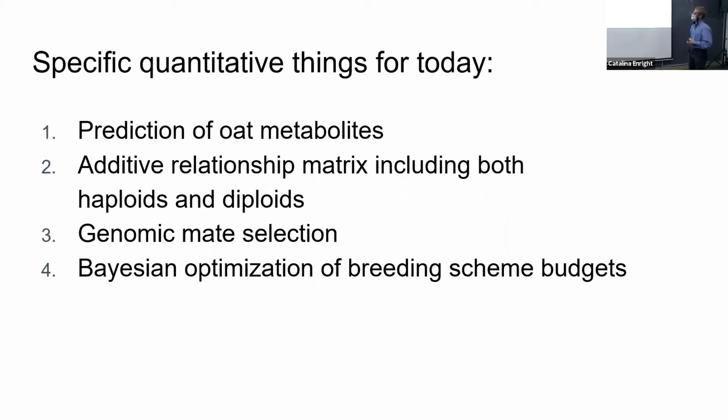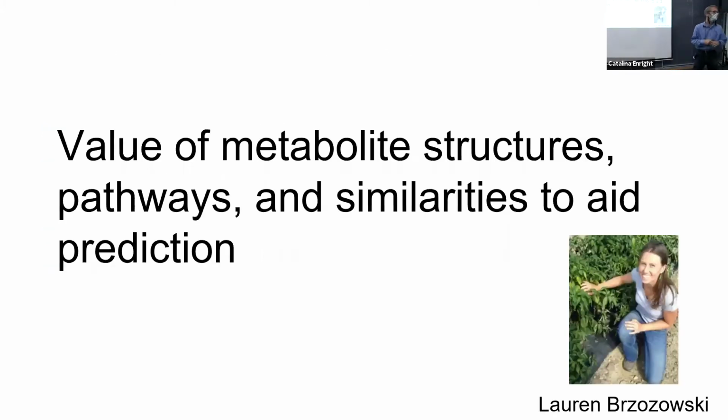So: prediction of metabolites, additive relationship matrices for sugar kelp that has a biphasic life cycle, not just genomic selection but genomic mate selection. And then the last thing that I'll spend a little more time on is this Bayesian optimization of breeding scheme budgets. Okay, so the first one, they're not really my quantitative things.